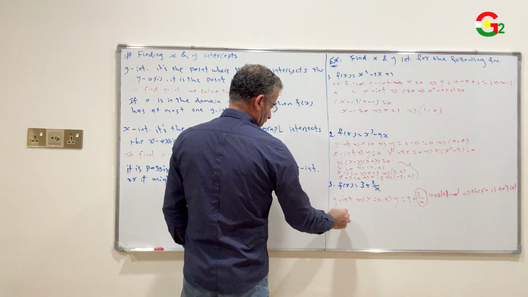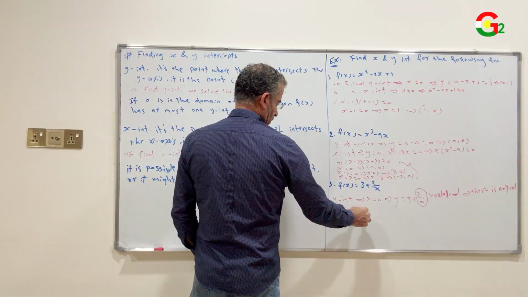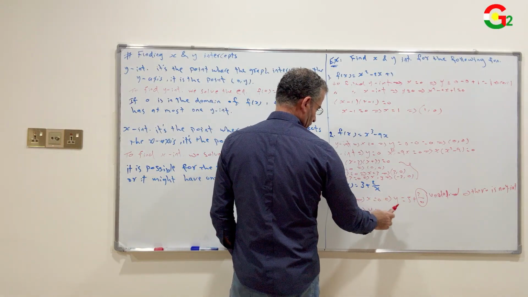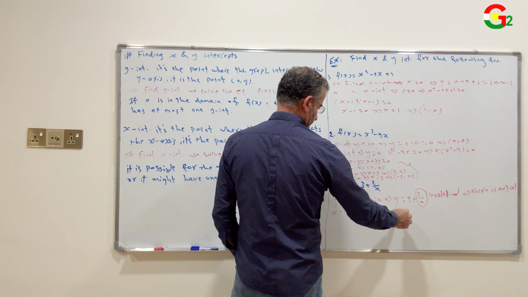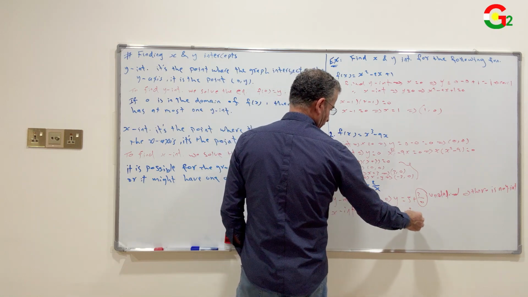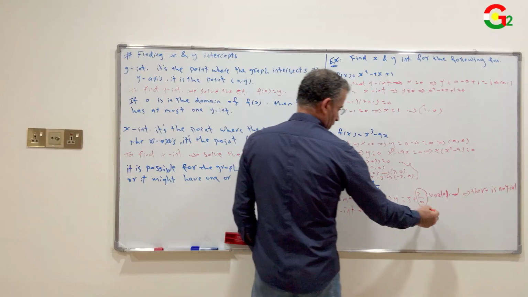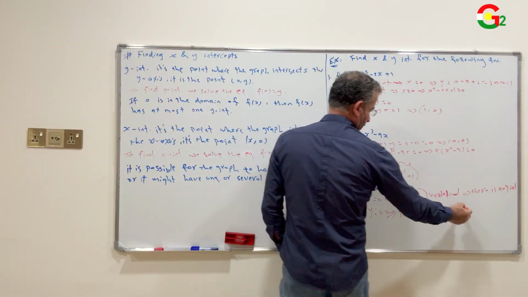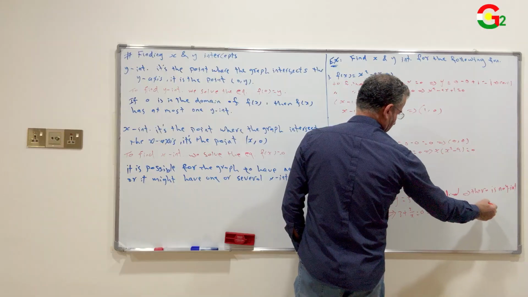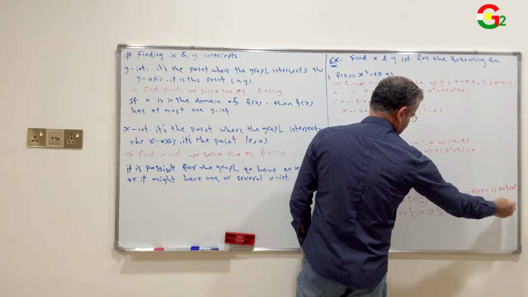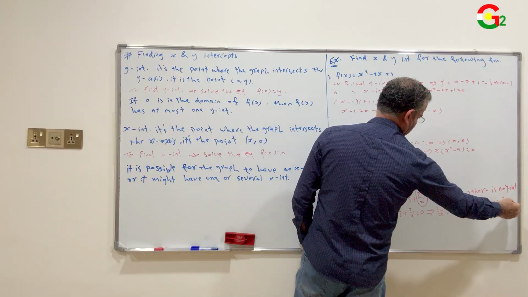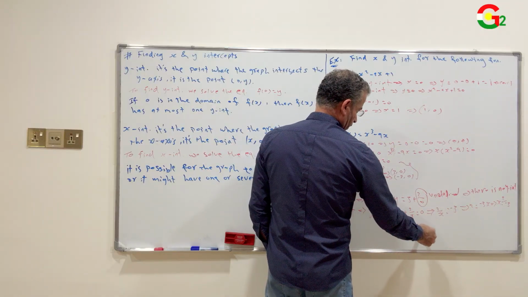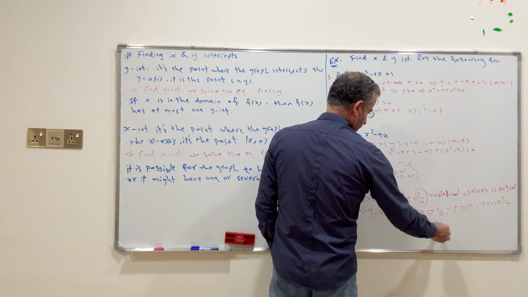To find the x-intercept, we set y equals 0 and solve the equation 3 plus 2 over x equals 0. Then 2 over x equals negative 3. Then 2 equals negative 3x. Then x equals 2 over negative 3, or negative 2 over 3. The x-intercept point is (negative 2 over 3, 0).